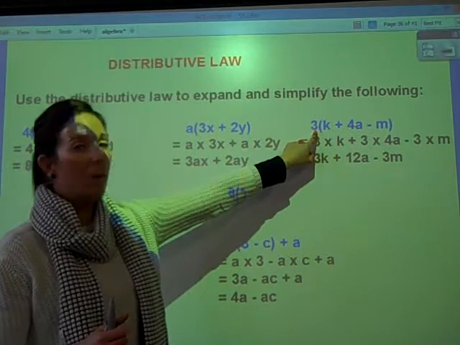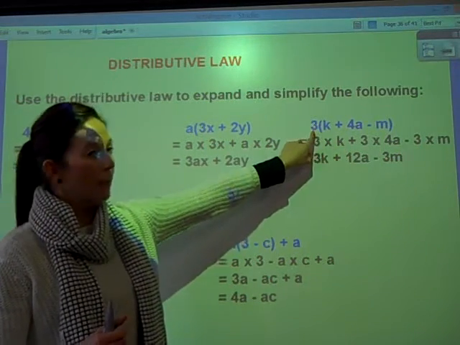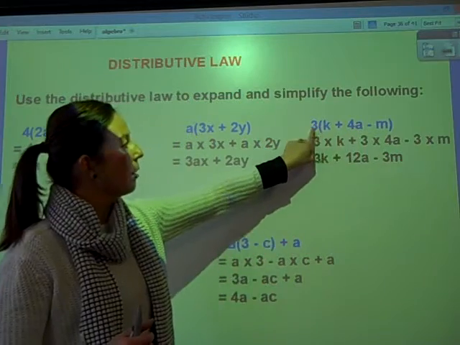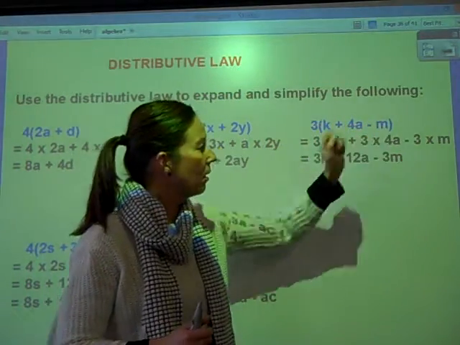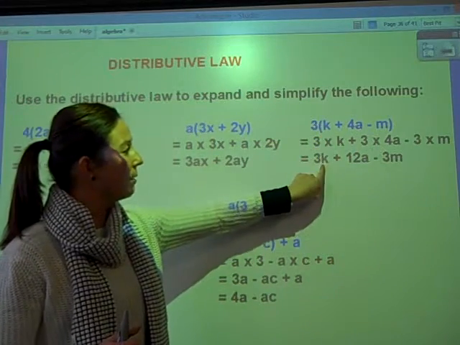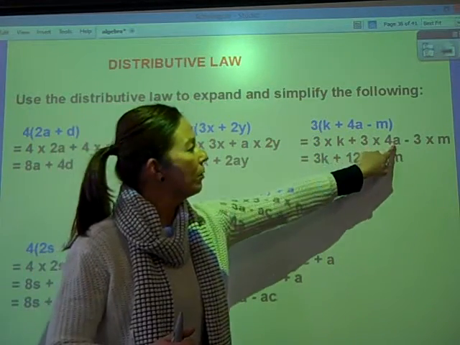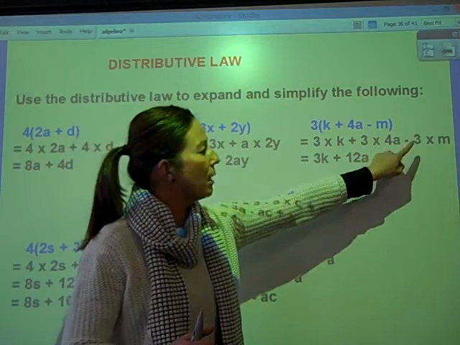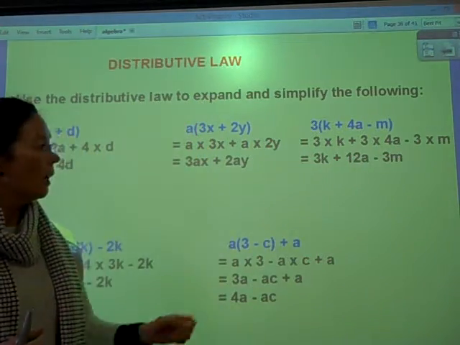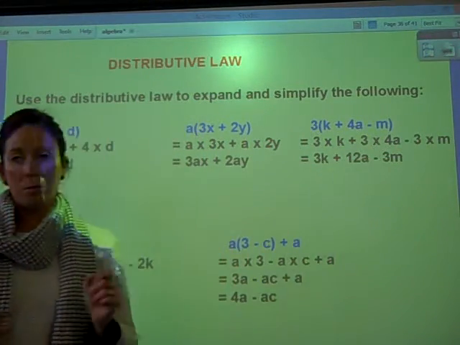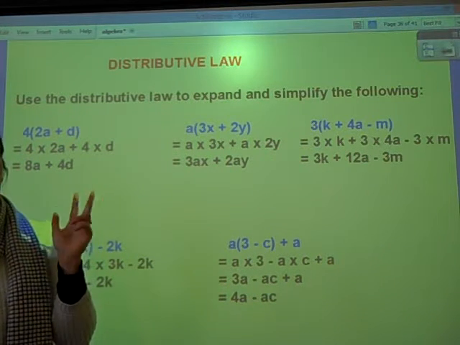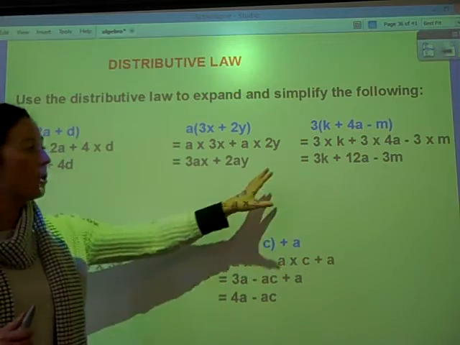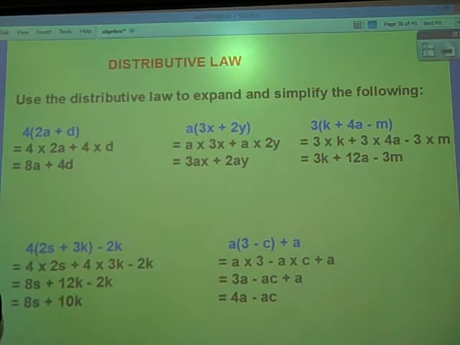3 has to be multiplied by the k. 3 has to be multiplied by the 4a. 3 has to be multiplied by the m. You have to times that 3 by everything inside the bracket. So 3 times k gives me 3k. 3 times 4a gives me 12a, and 3 times m gives me minus 3m. Can I add or take any of those terms? Have a look at them. I've got a k, an a, and an m. Are any of them like? No. So I can't do anything more. There's your answer. Can't do anything further.